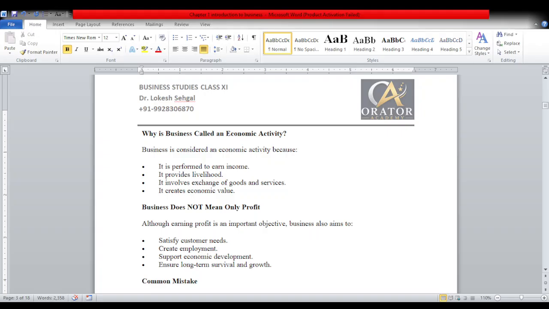businesses do not work only for profit, they work for social benefit and social welfare. Although earning profit is an important objective for a business, business also aims to satisfy customer needs, create employment, support economic development, and ensure the long-term survival and growth of the business and the economy as well.